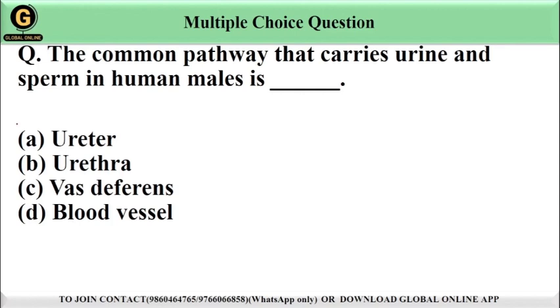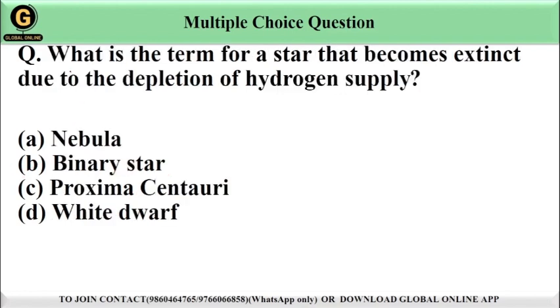So students, in human males, the urethra serves as a common pathway for both urine and sperm. It carries urine from the bladder to the outside of the body and also transports sperm during ejaculation. The vas deferens is involved in transporting sperm, while the ureter carries urine from the kidneys to the bladder. So the correct option is option B, urethra. Let's move on to the next question.